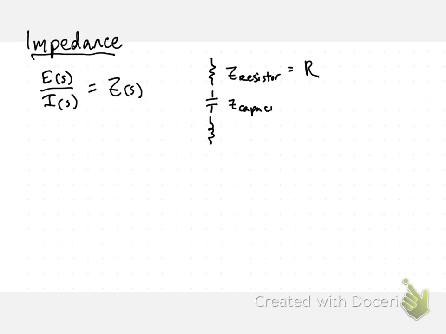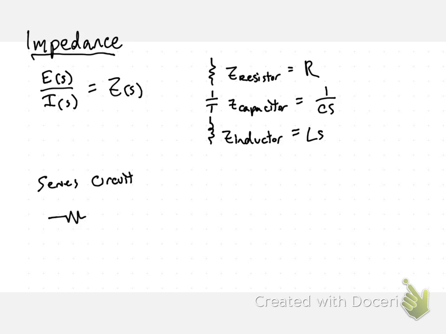So impedance is a way to represent our functions by the relationship between our voltage and our current in the Laplace domain. So we can think of them as a type of transfer function, where voltage is our output and current is our input, and the impedance would be the transfer function to get from current to voltage. So the impedance of a resistor is R. The impedance of a capacitor is 1 over CS, because we have that integration going on. And the impedance of an inductor is LS.